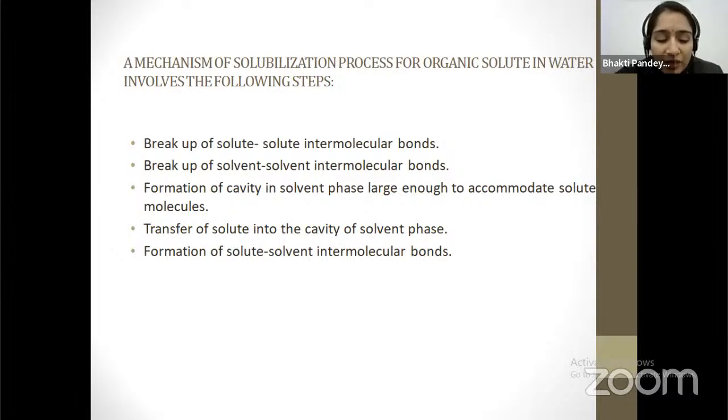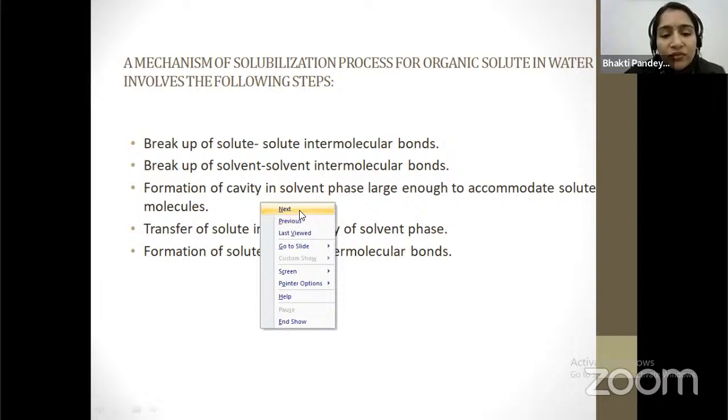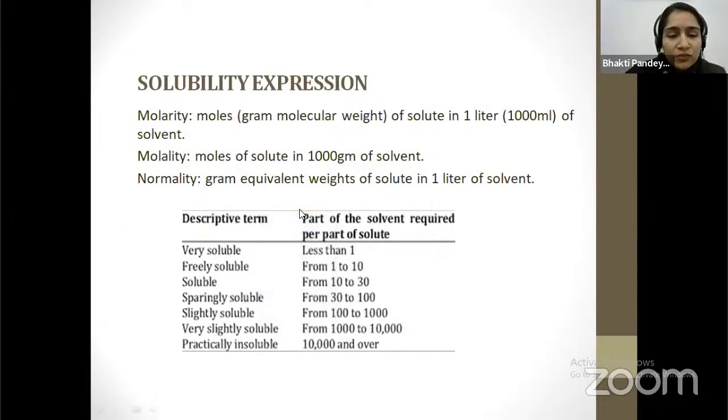Then after that insertion of the solute molecules, the solvent and solute will form an intermolecular bond, which will finally give us a bond between solute and solvent, or we can say perfect interaction between them. Then comes the expression of solubility.